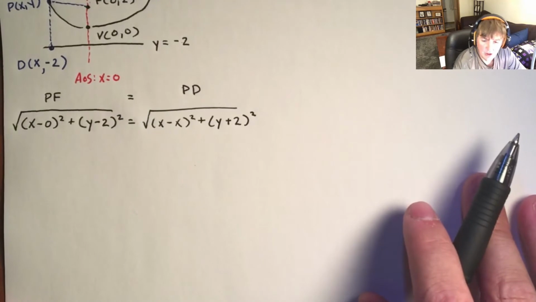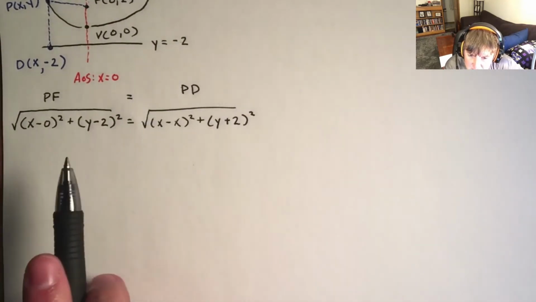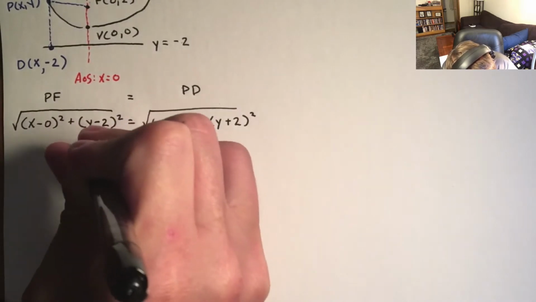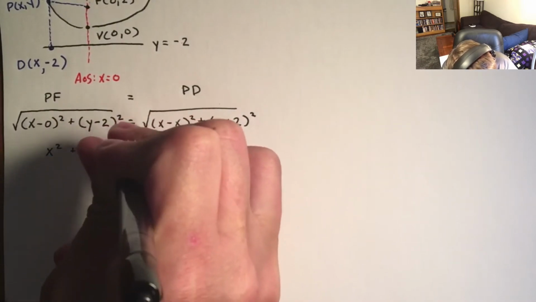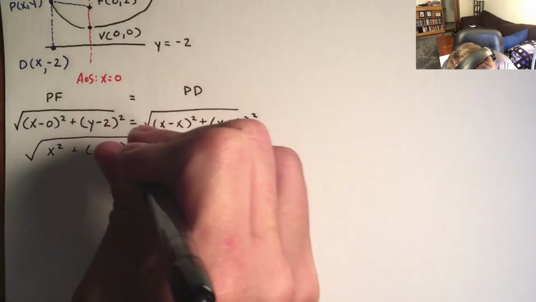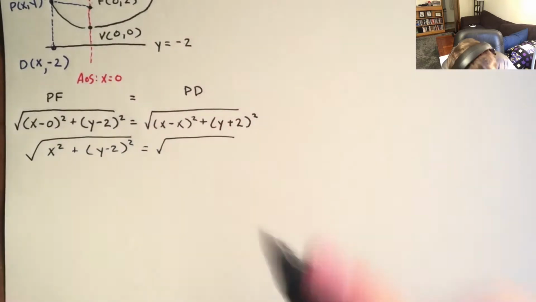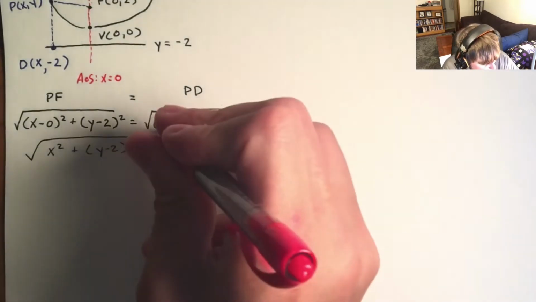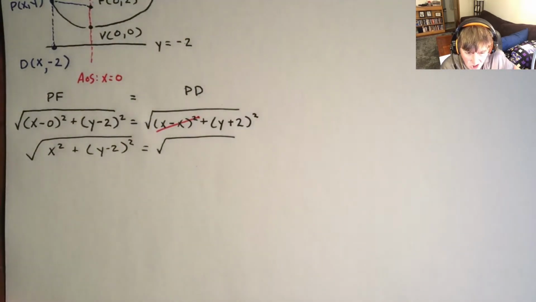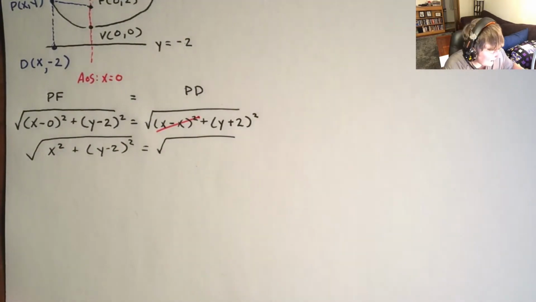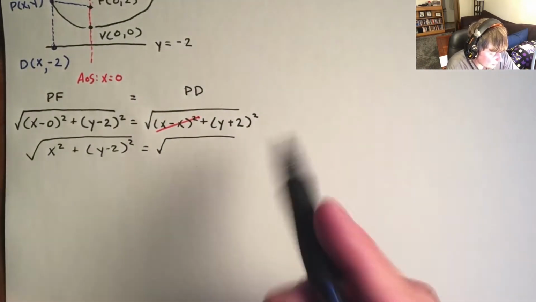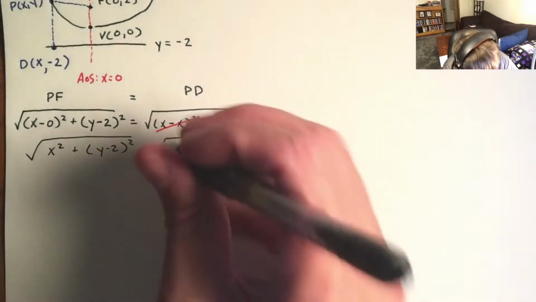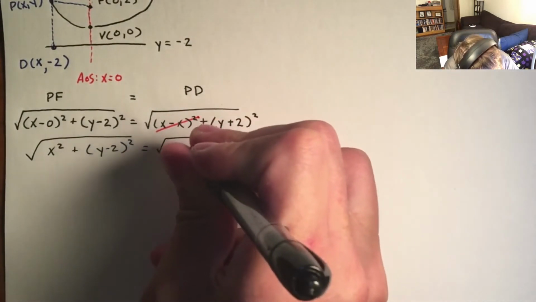Okay, now let's simplify here. X minus 0 is just x. Y minus 2 cannot be simplified. X minus x, well, x minus x is 0. 0 squared is just 0, so that just is gone. We don't need it at all because 0 squared is 0. 0 plus whatever this is just going to be whatever this is, so there's no reason to keep it. So we're going to have y plus 2 squared.